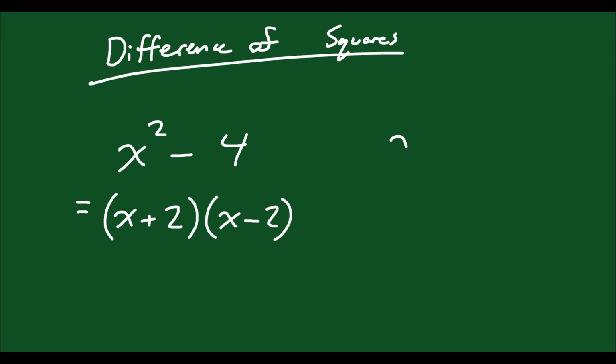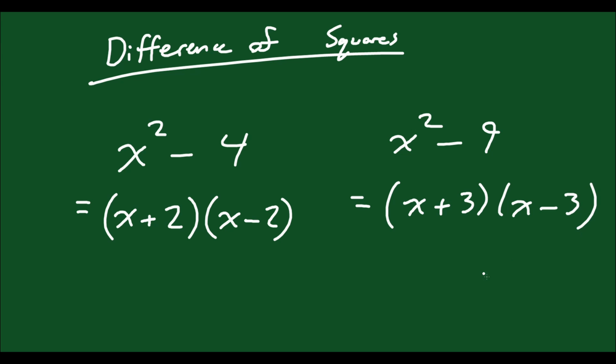Let me show you another one. x squared minus 9. You factor it, you're going to get x plus 3, x minus 3, right? Because 3 is the square root of 9. That's all you have to do, right?